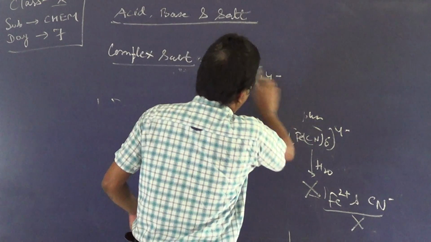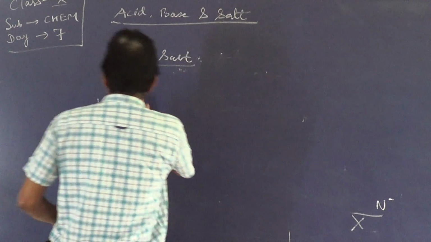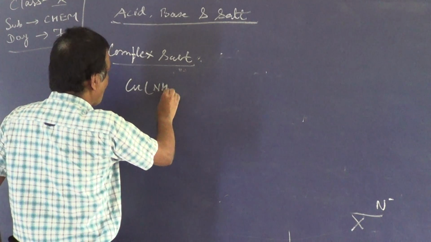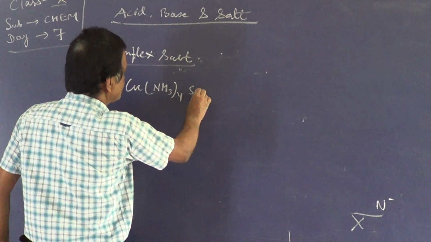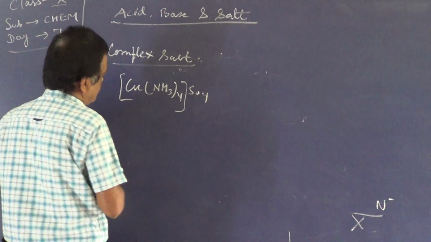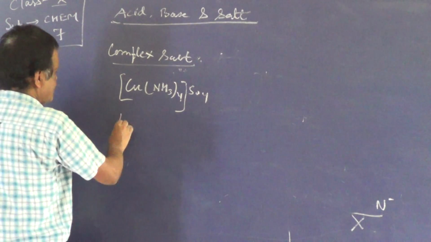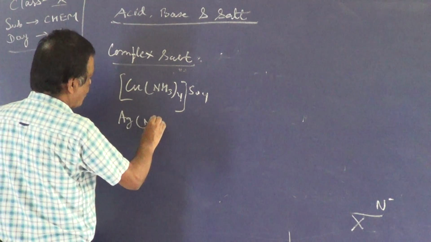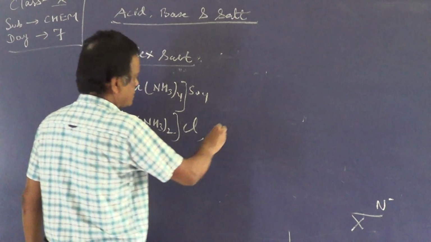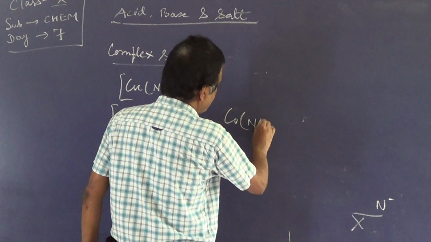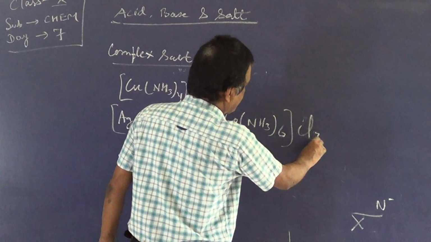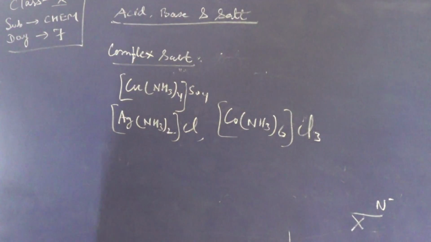Other examples of complex salts are [Cu(NH3)4]SO4, [Ag(NH3)2]Cl, and [Co(NH3)6]Cl3. These are the examples of complex salt.